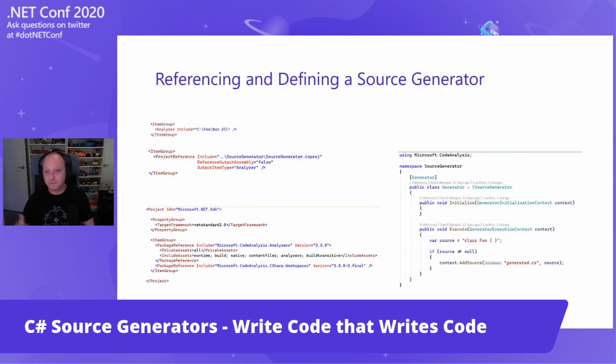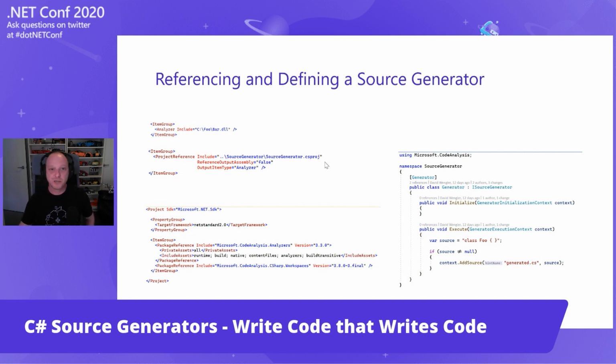So how do we actually reference and define them? Well, it's pretty easy. On the top left here and over here are two different alternatives to reference source generators. One as a DLL, just with an analyzer element, and the other as a project reference, but still telling MSBuild that it's an analyzer type. And importantly, we say don't reference the output assembly. When MSBuild compiles this project, we don't actually want our consuming project to reference our source generator. It's not a dependency. You don't have to deploy source generators. They don't go anywhere, but we just need it to be associated.